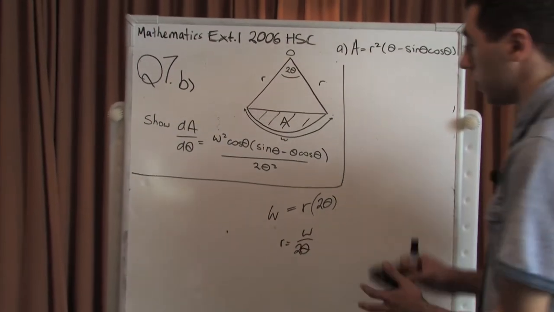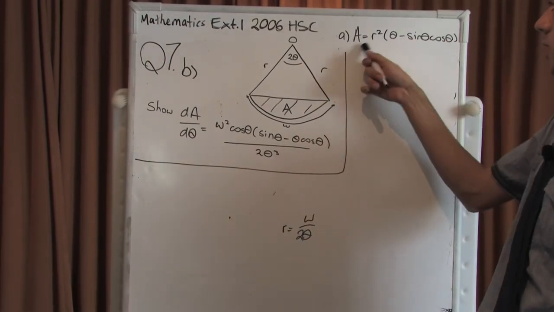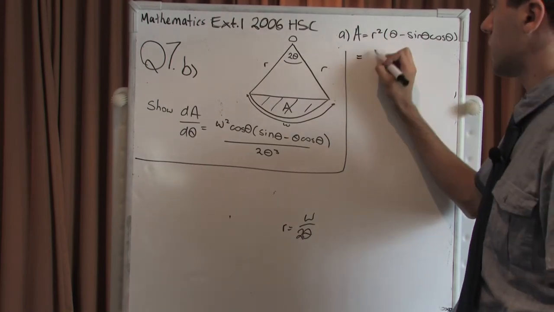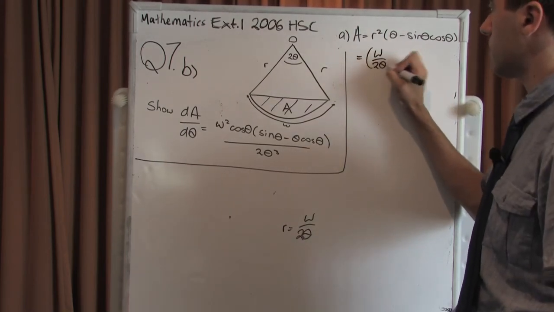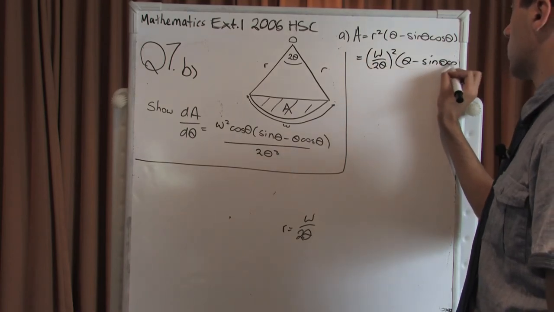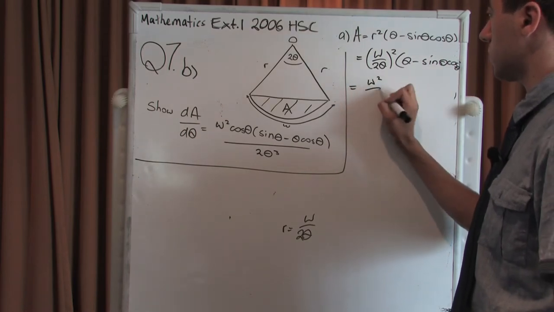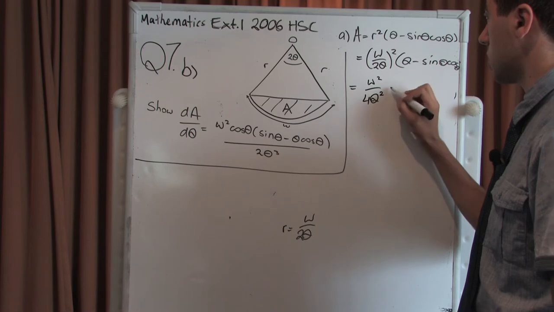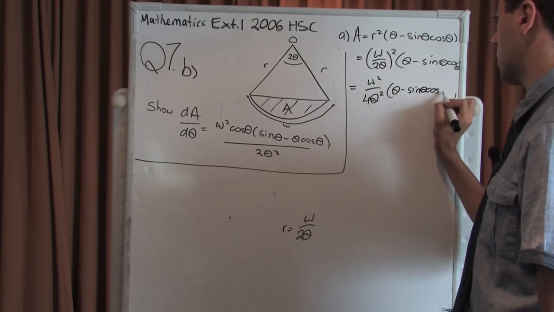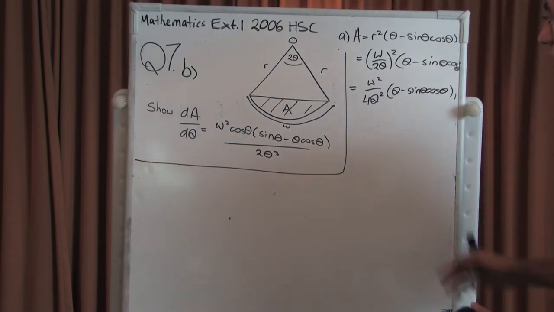Alright, so how is that going to be useful for us? Well, now that we found the formula in part A, that A equals r squared over 2 times theta minus sine theta cos theta, we can replace r with w over 2 theta. What we get now is an equation for A strictly in terms of theta. So now we can differentiate it. Alright, third time's the charm, we're going to get this out now.